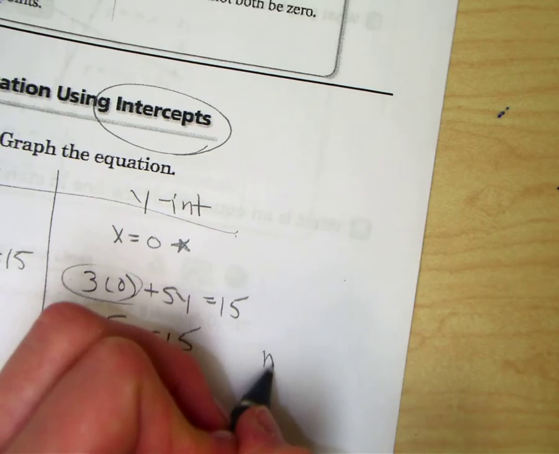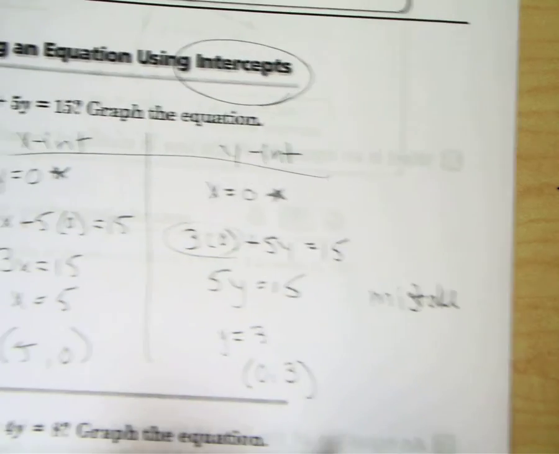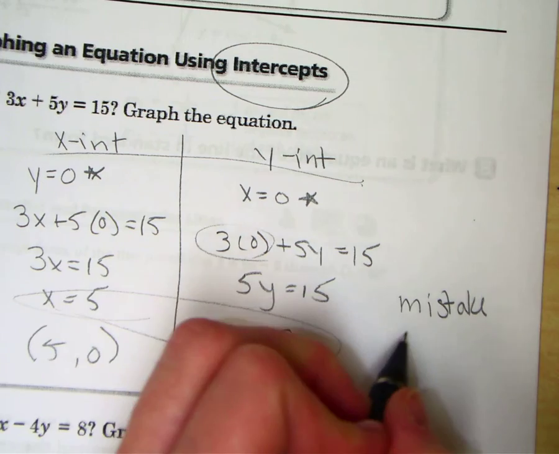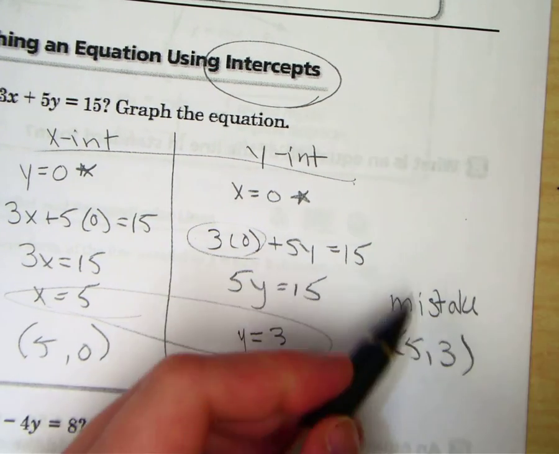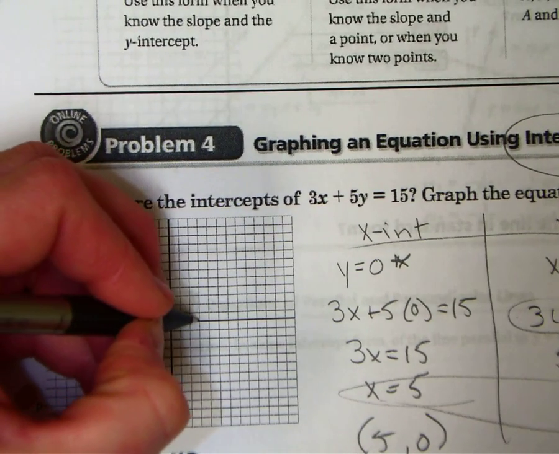A very large mistake that people make is they would take the points and they would try to make a single point out of these two. They would do 5, 3, and they would try to just plot a point and get very confused. Remember, it's 2 points. Alright, if we plot those points, 5, 0 goes 1, 2, 3, 4, 5.